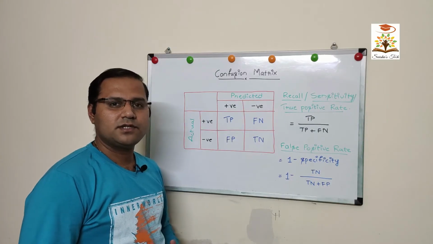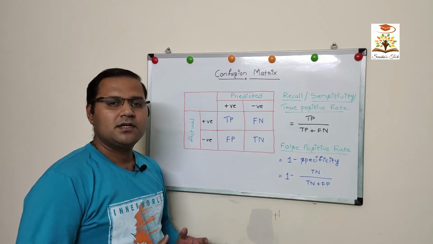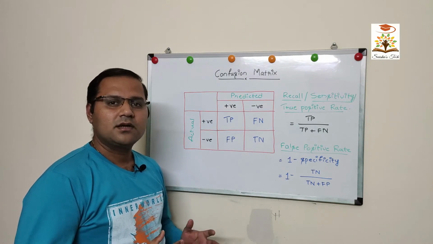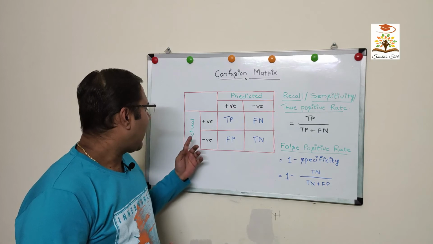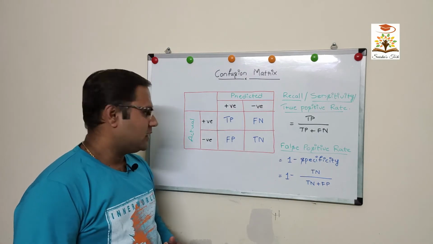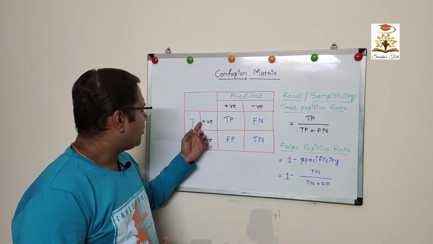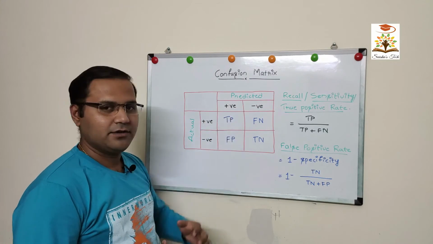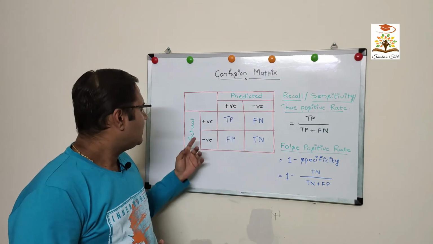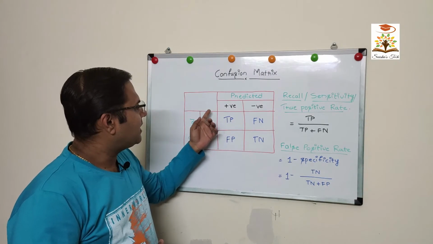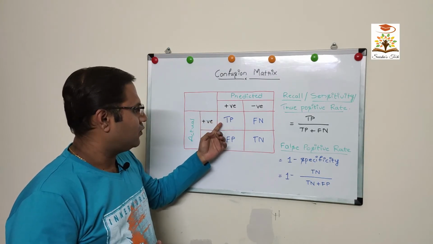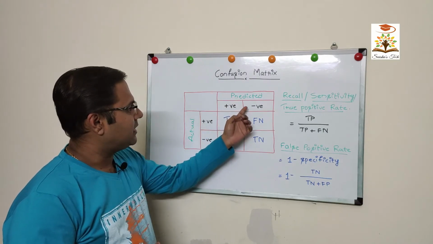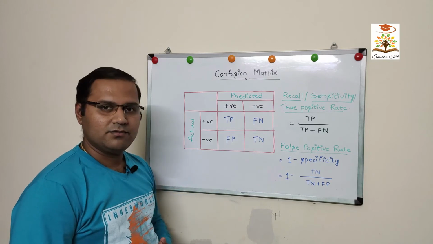We have understood about confusion matrix in the previous videos. For a more detailed understanding, please go and watch my previous video. Confusion matrix is a table of actual versus predicted. Here, rows are representing actual positives and negatives. Similarly, columns are representing predicted positives and negatives. If the actual is positive and we predict it as positive, those cases are known as true positive. Similarly, if the actual is negative and we predict it as negative, those cases are known as true negative.